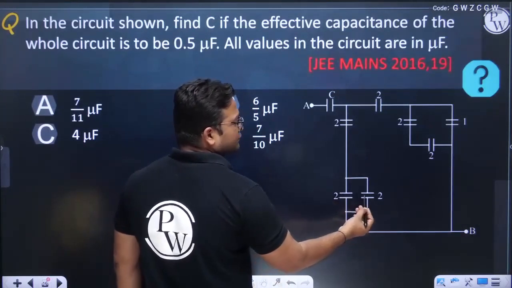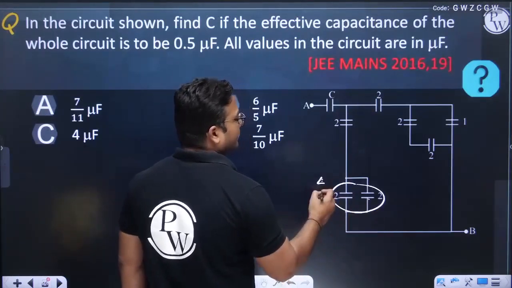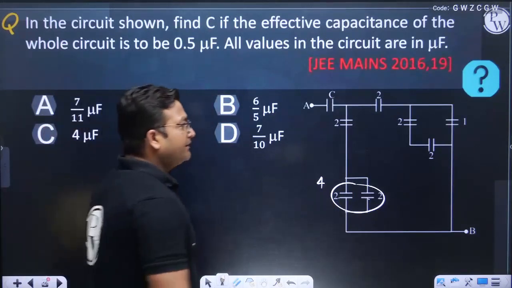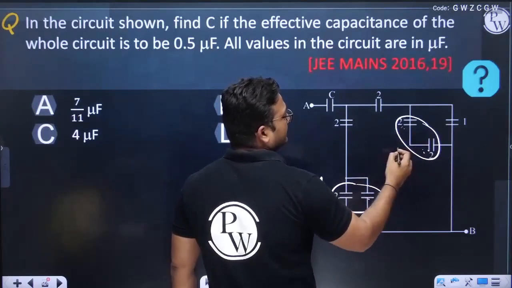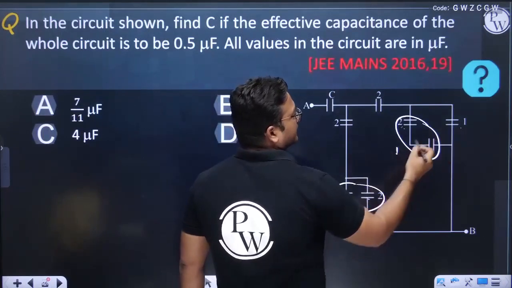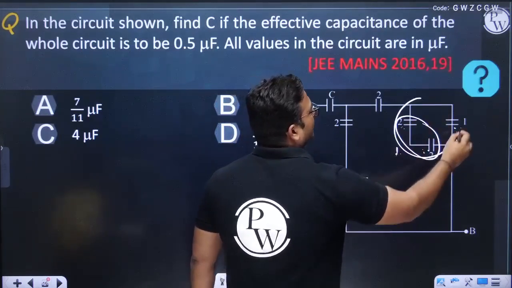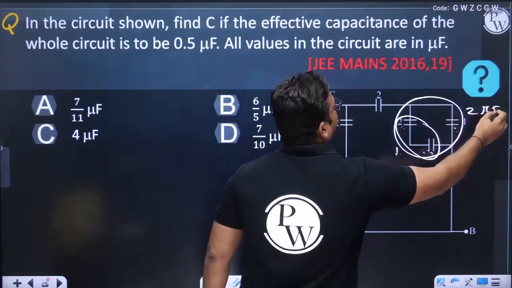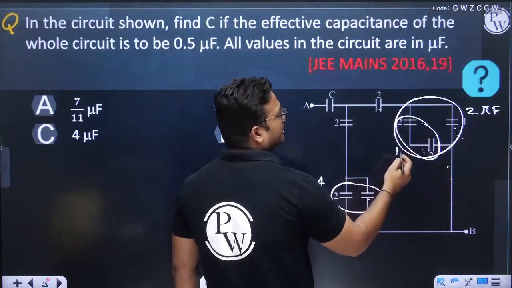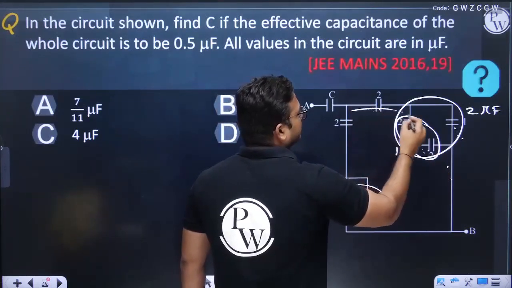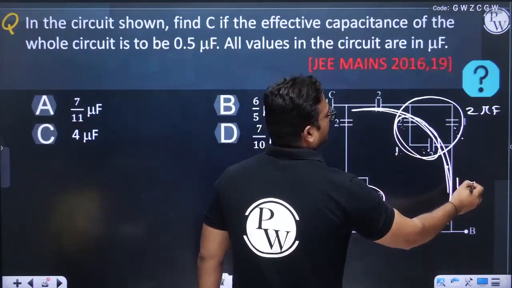See, you can say these two are in parallel. So two in parallel becomes 4 microfarad. And these two are in series, so 2 and 2 in series becomes 1. This one and this one are in parallel, so you add 1 and 1, it becomes 2. So this box is of 2 microfarad. And these 2 and 2 are in series, so it becomes 1. So the capacitance in this branch is only 1 microfarad.